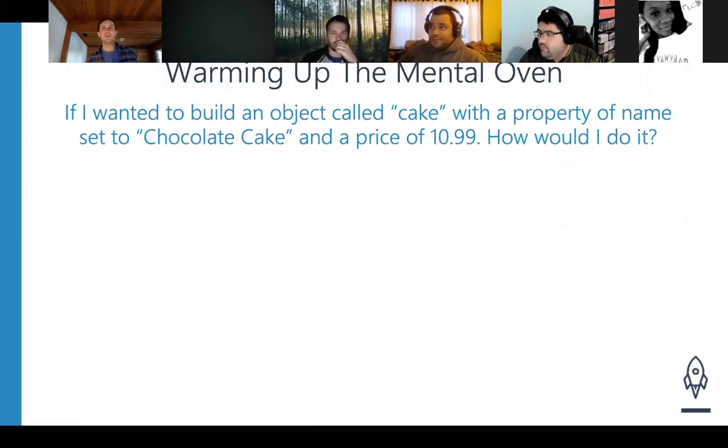If I wanted to build an object called cake with a property of name set to chocolate cake and a price of $10.99, because that's how much chocolate cake is nowadays, dang inflation, how would I do it? Cake. And I'm missing one thing before that. We are declaring something. Const or let, I will take either. But yes, we always have to make sure we have that when we're creating a new variable. Very good. Let, and then I heard cake. Awesome. Then what comes next?